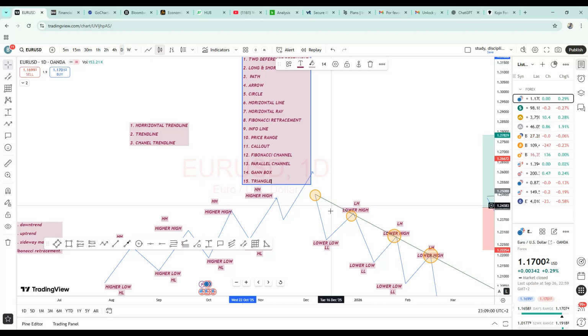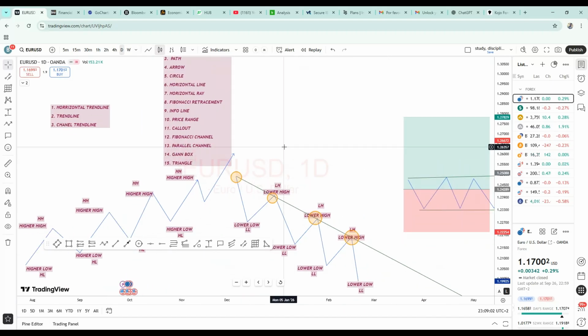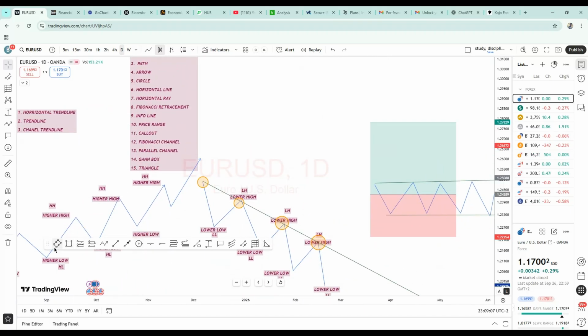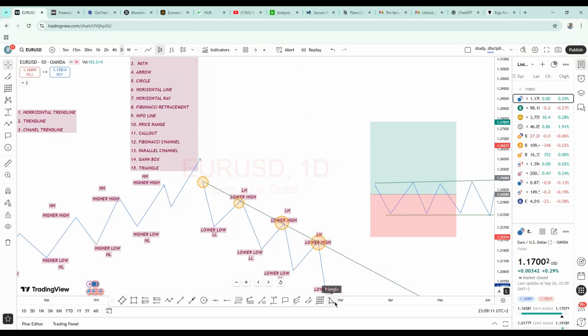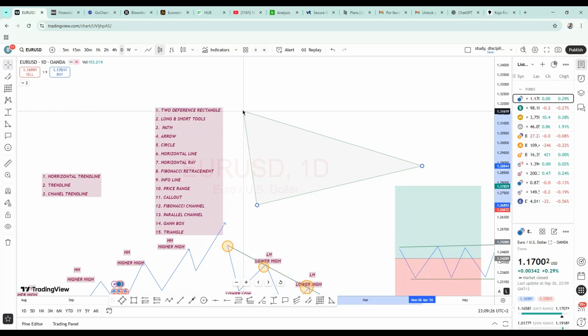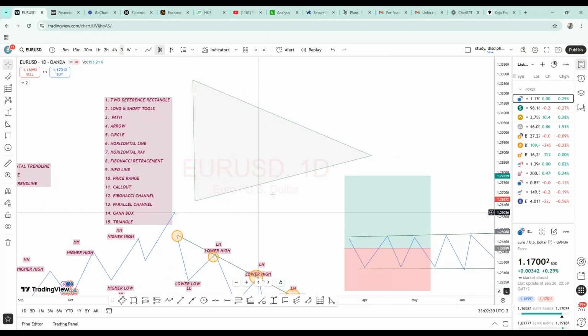Triangle, which is going to be the last but not the least. All right. Triangle pattern. Look at it right here. The triangle is like this. I use it to mark out like this. Now you can see, I can use it to identify the market.